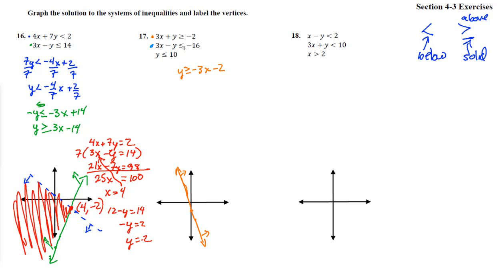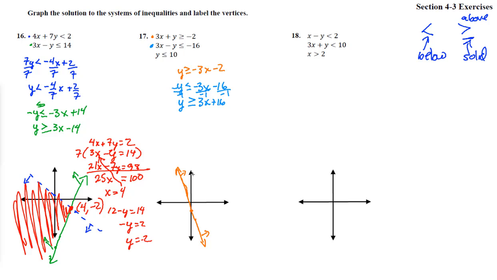3x minus y is less than or equal to negative 16. Subtract 3x from both sides, and we get negative y is less than or equal to negative 3x minus 16. Now divide by a negative 1, and we get y is greater than or equal to 3x plus 16. Notice we switched the direction of the inequality because we divided by a negative 1.